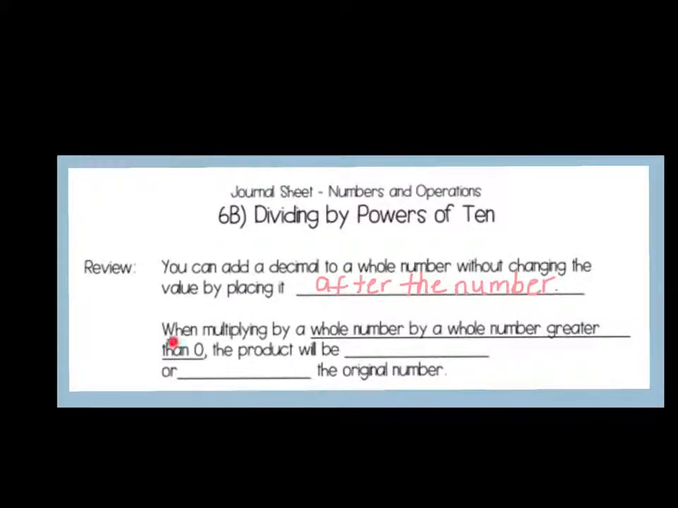The next section asks us about when multiplying a whole number by a whole number greater than 0, the product will be greater than, less than, or equal to the original number. So for example, if I have the whole number 5 and I multiply it by any number that is at least greater than 0, say we go with the number 2, I'm going to get a product of 10. And 10 is greater than the original number that I started with.